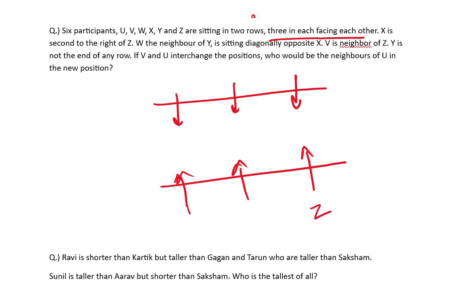Suppose Z is here. So X is second to the right of Z. Right will be this way. X is second to the right of Z. Done.